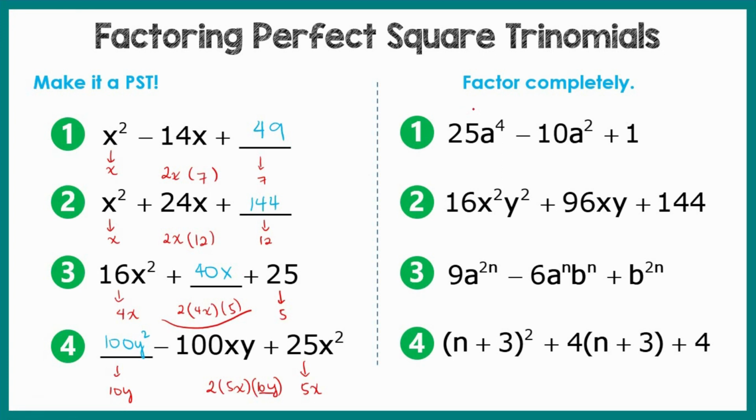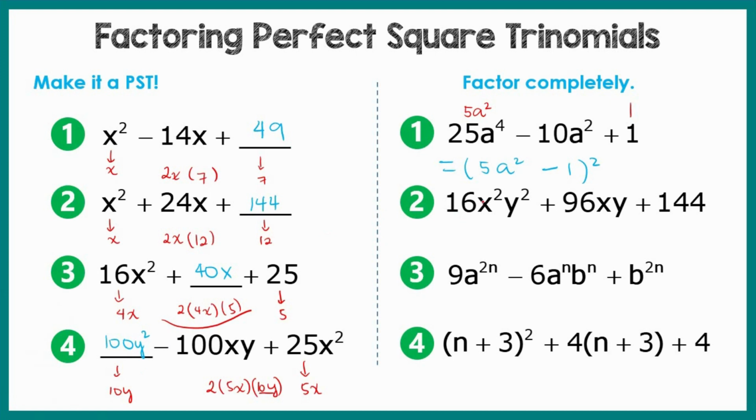Again, get the square root of the first term. So the square root of 25 is 5. The square root of a raised to 4 is a squared. And the square root of 1 is 1. So the factored form of that would be 5a squared minus 1 quantity squared.